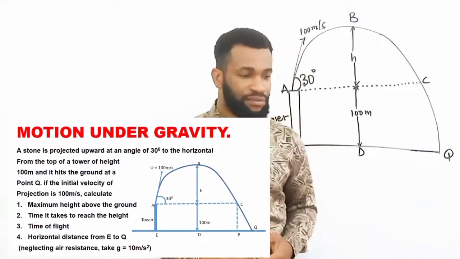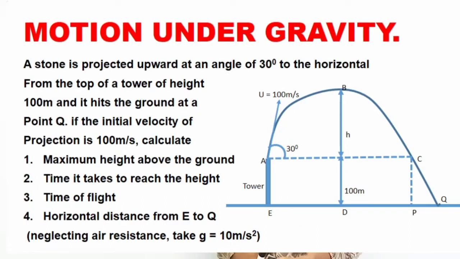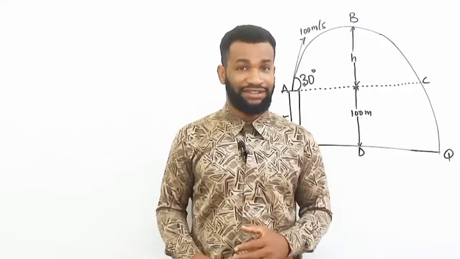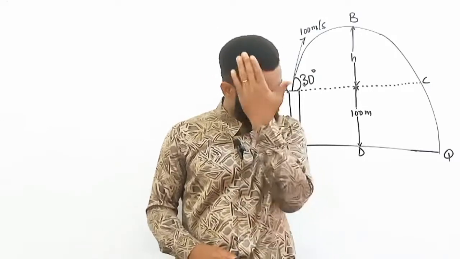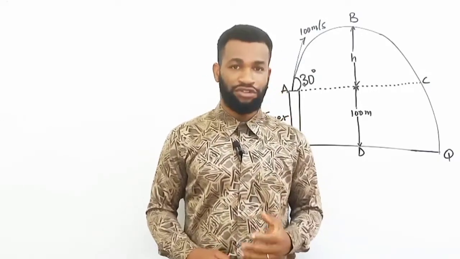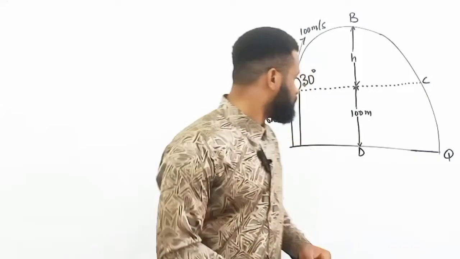Let's get started. We said that a stone is projected upward at an angle of 30 degrees to the horizontal from the top of a tower of height 100 meters and it hits the ground at a point Q. If the initial velocity of the projection is 100 meters per second, calculate number 1, the maximum height above the ground. 2, the time it takes to reach the height. 3, the time of flight. And number 4 is the distance from E to Q.